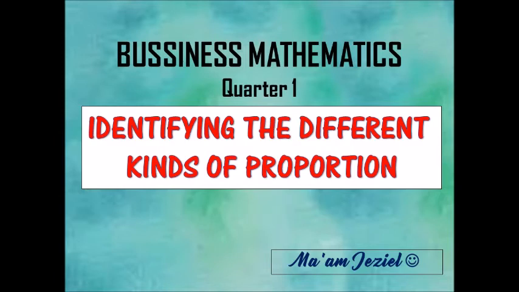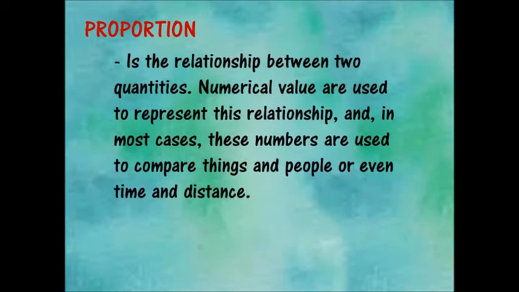Pero bago yon, ano nga ba yung tinatawag natin na proportion? Ano ba yung proportion na ito? So proportion is the relationship between two quantities. Numerical values are used to represent this relationship, and in most cases, these numbers are used to compare things and people or even time and distance. Ibig sabihin lang, proportion, hahanapin natin yung relationship ng dalawang variables o ng dalawang quantities na given doon sa ating situation or problem. Ano ba yung relationship nilang dalawa?